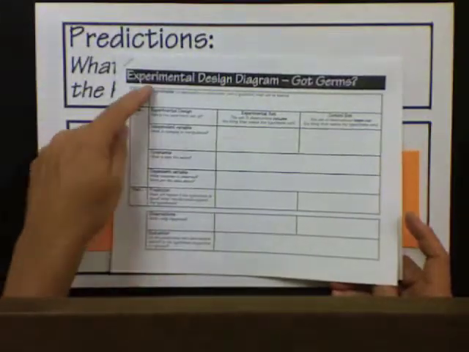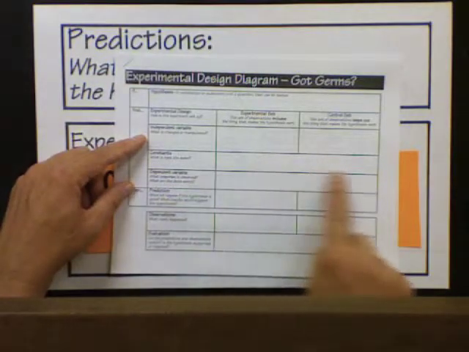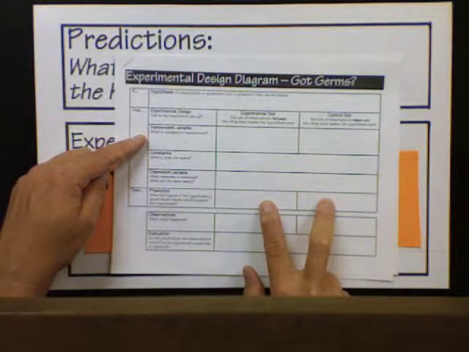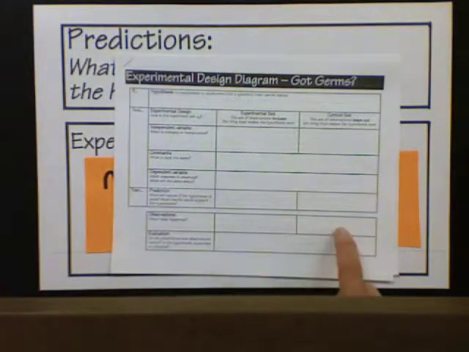Can you find the hypothesis? Can you find what was changed and how two groups were set up? What was kept the same in both groups? What data were taken or observed? And what's predicted if the hypothesis is supported? And then what did they actually find, and what does that tell you about the hypothesis?